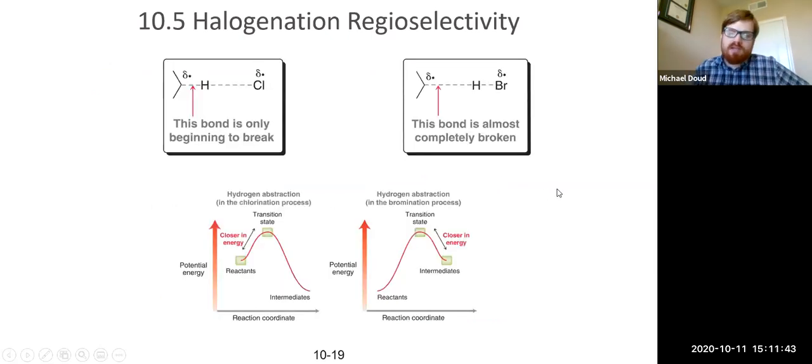Okay, so as we mentioned, for chlorine, the transition state is closer in energy to the reactants. So what that means is, basically, you have propane and chlorine, and that carbon-hydrogen bond has only started to break. And this chlorine-hydrogen bond is barely beginning to form. It's because they look a lot like the reactants here. On the other hand, the bromination transition state is closer in energy to the intermediate, where we've broken that carbon-hydrogen bond. So now, this carbon-hydrogen bond is almost all the way broken in the transition state here. It looks more like the products than it does the reactants.